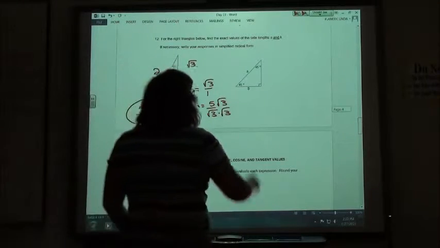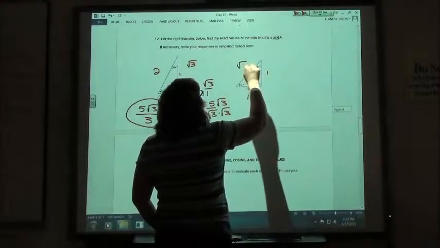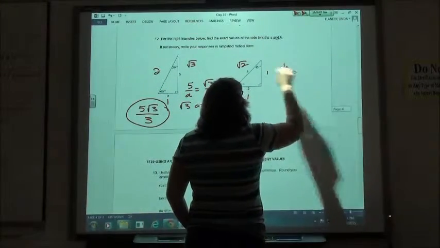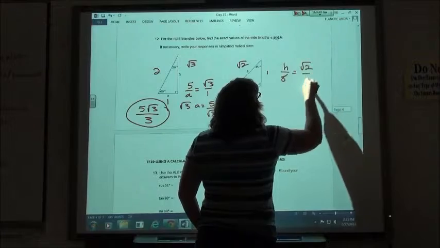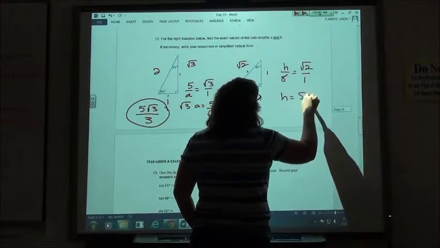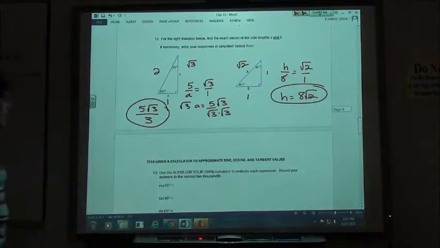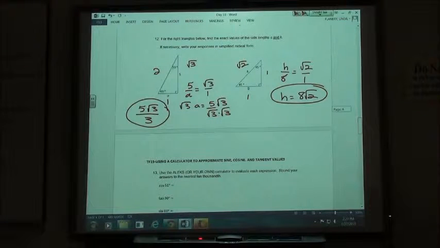On my other one, 1, 1, square root of 2. So h over 8 would equal square root of 2 over 1. So h is just going to equal 8 square root of 2. There's one of those easier ones that I like. So just using the ratios of my standard 30, 60, 90 triangle or my 45, 45, 90 triangle.